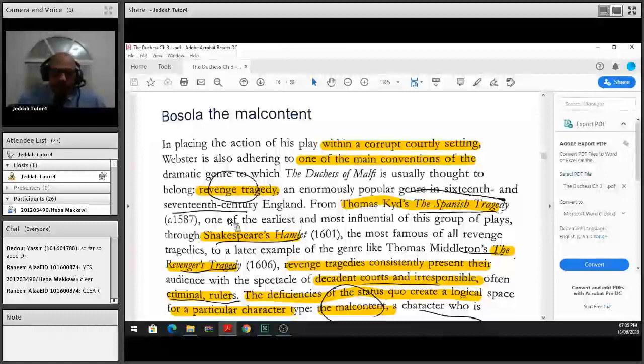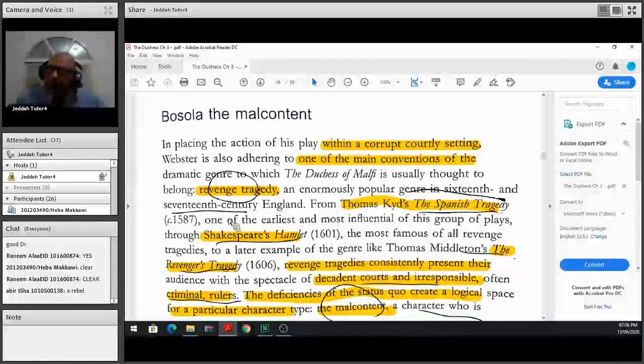Bosola is normally referred to as the malcontent. If you look up the word malcontent, it's about somebody who is not satisfied with what he has in life, obviously. The malcontent is also lashing out at society. Why am I not given what I think I deserve? So Bosola is going to play this role.